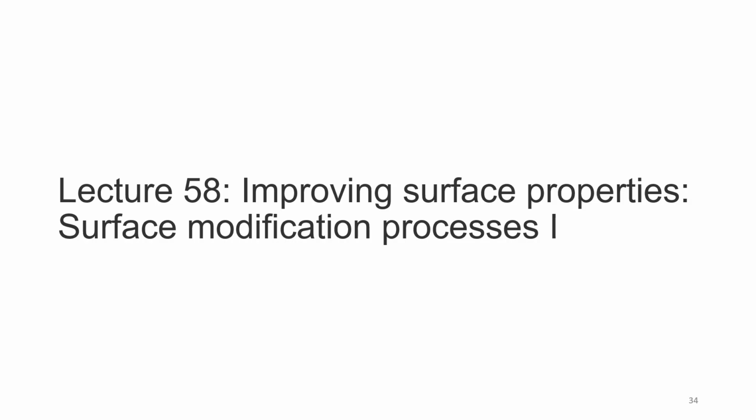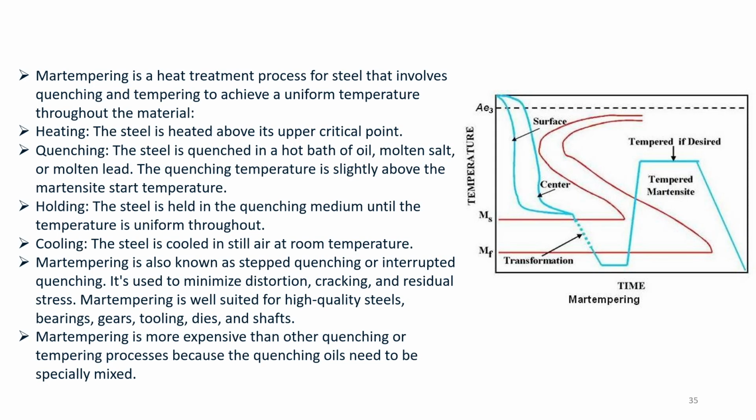Next is improving surface properties, surface modification processes. So one of the process is mar tempering. It is part of heat treatment. So in this case it is a heat treatment process for steel which involves quenching and tempering to achieve a uniform temperature throughout the material.